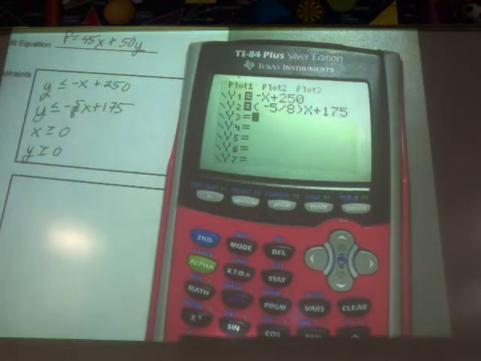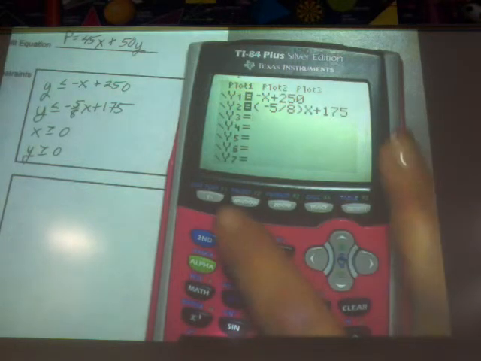Do we have to write this on the test? Yes. Yes.